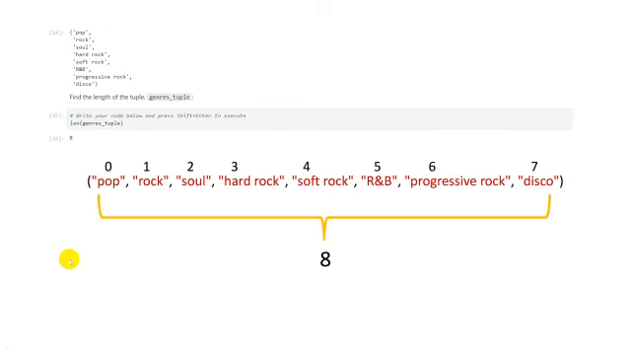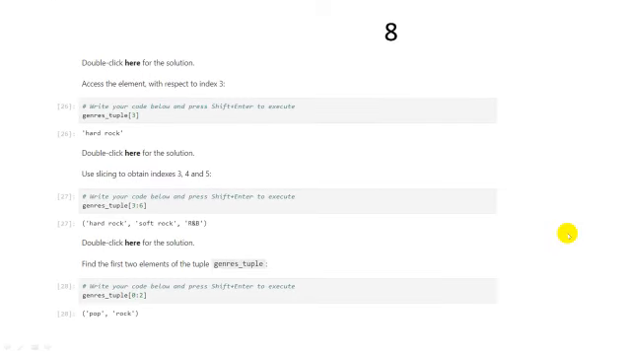So moving to the next slide. We have seen that the length of the genre tuple is 8 and the total numbers are 8, starting from 0, so the last element is 7, that's why. Now access the element with respect to index 3.